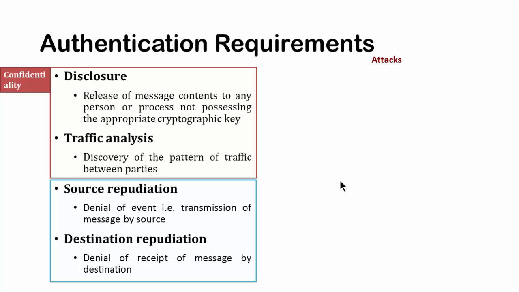Source repudiation and destination repudiation, as we had seen in the previous video on digital signatures, are handled by an additional service, in conjunction with the trusted third party, called non-repudiation. Therefore, if there is a denial or a claim by any person that an event has occurred or not occurred, that could be proved with the help of non-repudiation services, and that comes under the purview of digital signatures.